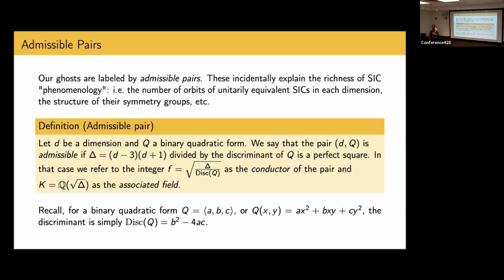And we call k equals q adjoin square root of delta the associated field. Okay, so an admissible pair is really just a dimension D and a binary quadratic form that has some specific choice of discriminant. It has to have some kind of divisibility or integrality constraint on it.